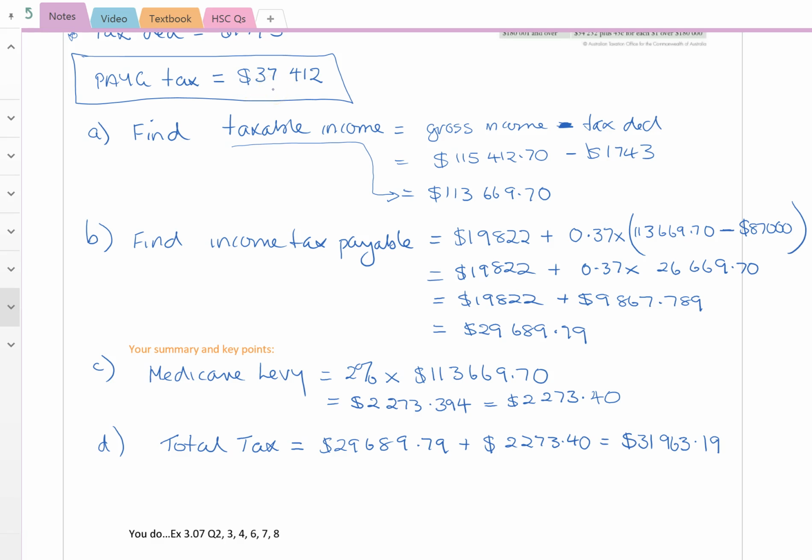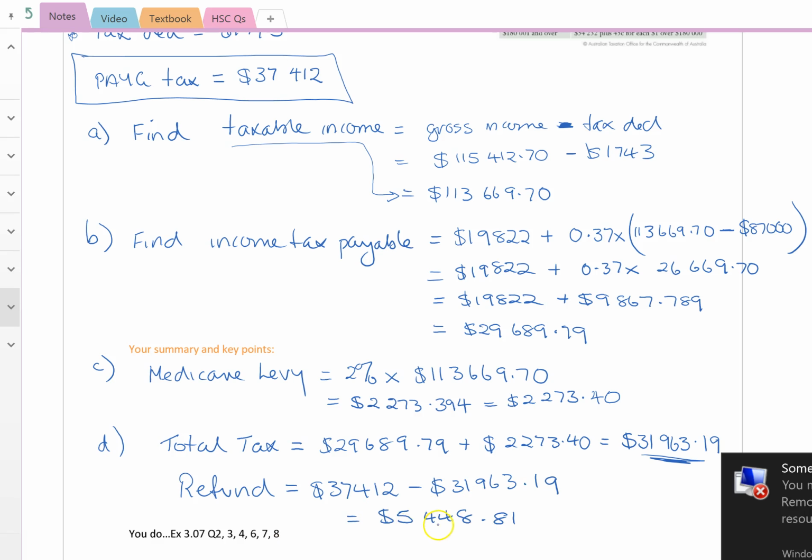So what can we clearly see is going to happen? Yes, she's going to get a refund. She's paid more than she needs. All we're left to do is to work out how much more than she needed to. Legally, this is the legal amount that she has to have paid. So she's paid a whole $5,448.81 more than she needed.